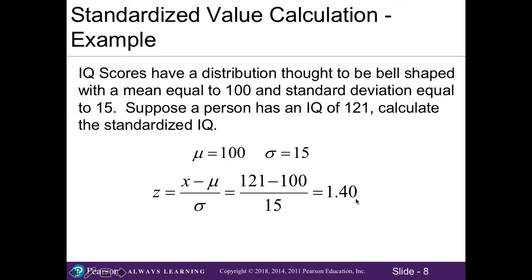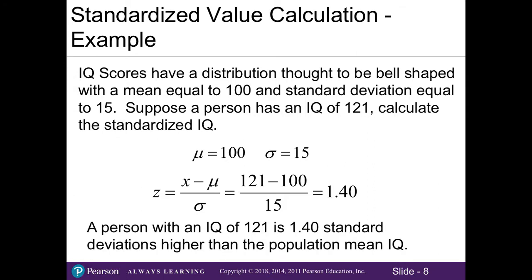That gives us a z-value or z-score of 1.4 for the person with 121 IQ. In other words, a person with an IQ of 121 is 1.4 standard deviations higher or to the right of the population mean IQ. So if I imagine my curve, I'm going to be on the right side.